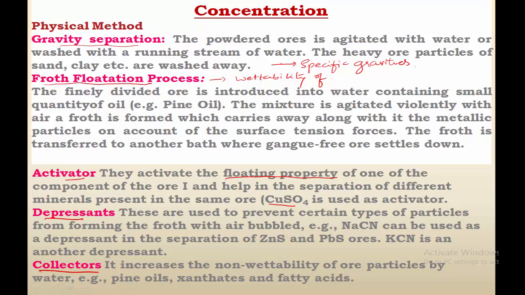Then depressant. These are used to prevent certain types of particles from forming the froth with air bubbles. Example, NaCN can be used as depressant in the separation of ZnS and PbS ores. KCN is also an example of another depressant.